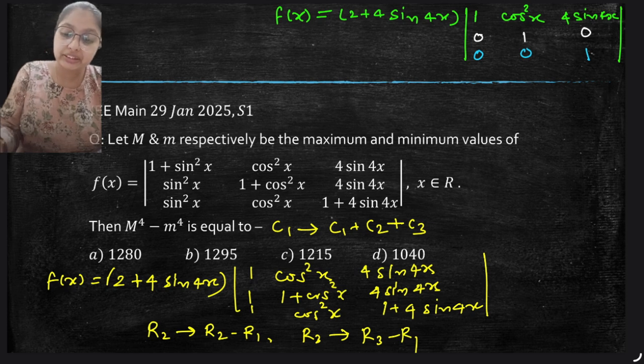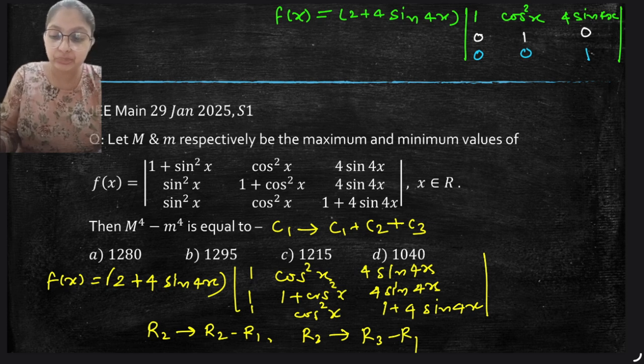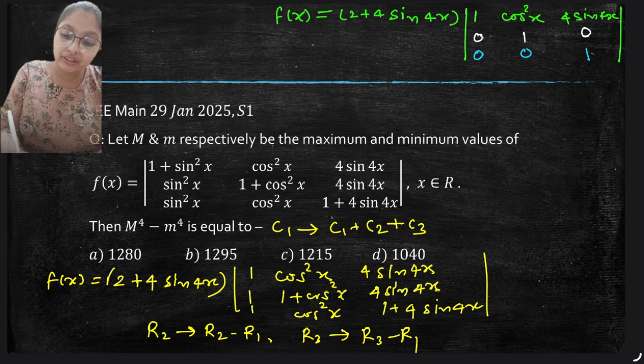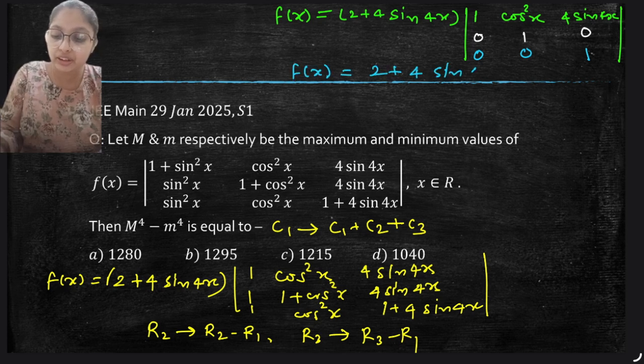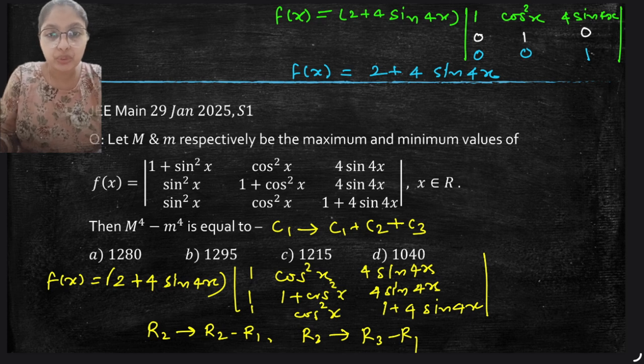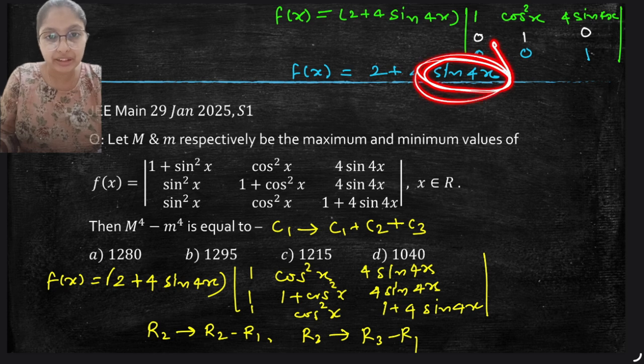If I expand this determinant with respect to column 1, since here we have two zeros, we'll get 1 into 1. So basically we'll get 1 only. So my f of x will be 2 plus 4 sine 4x. Now we have to comment on the maximum and the minimum value of f of x. What do we know? We know that sine x is always between minus 1 and 1.